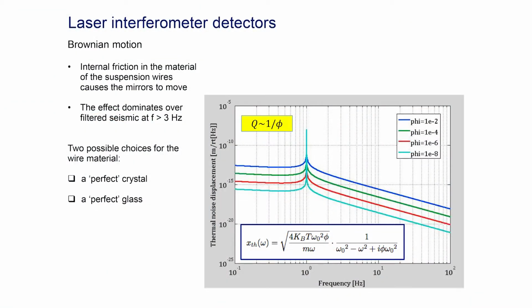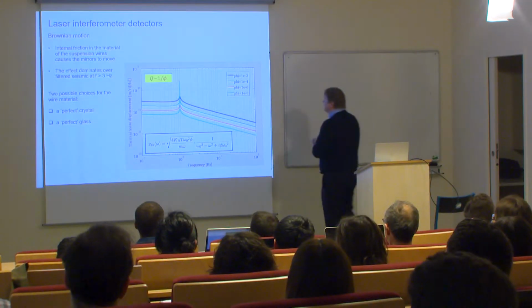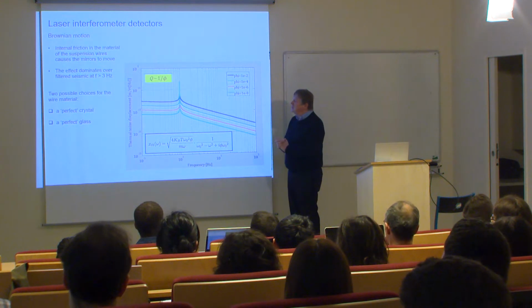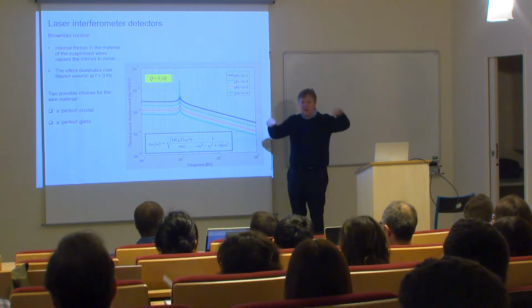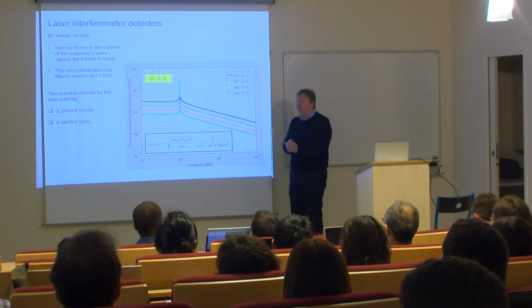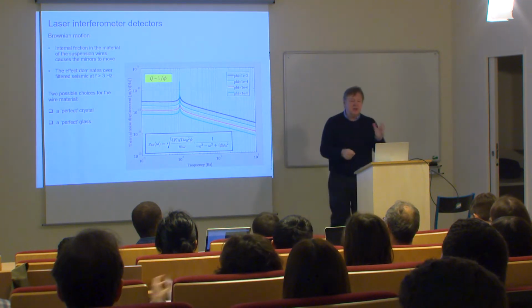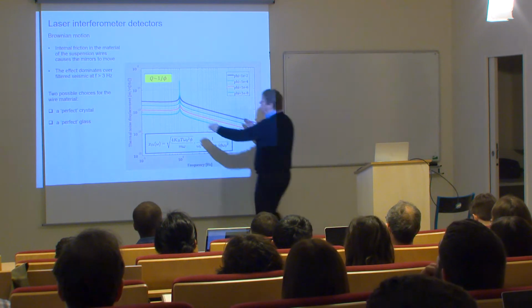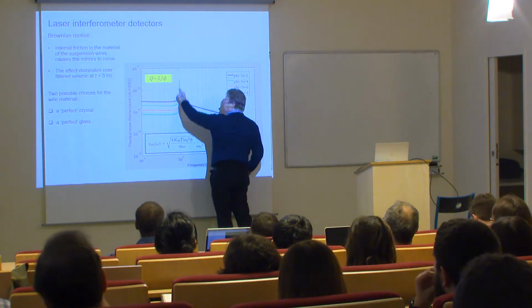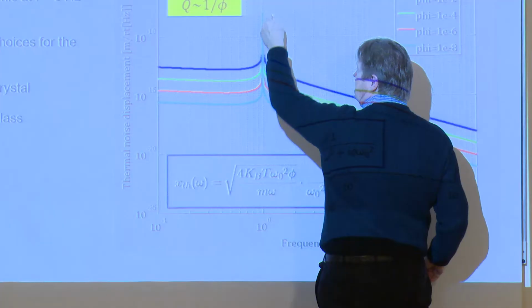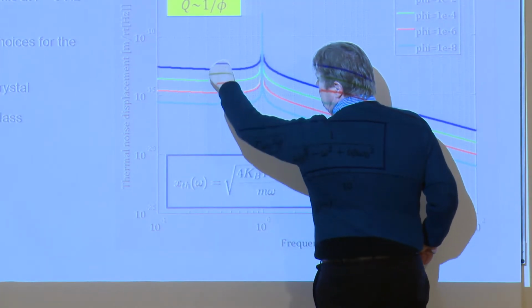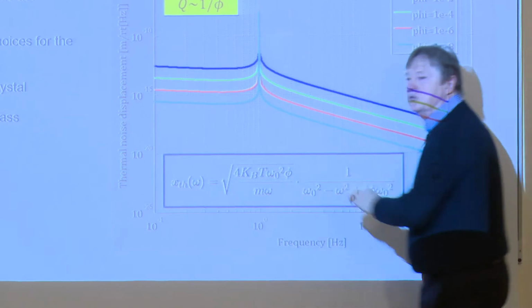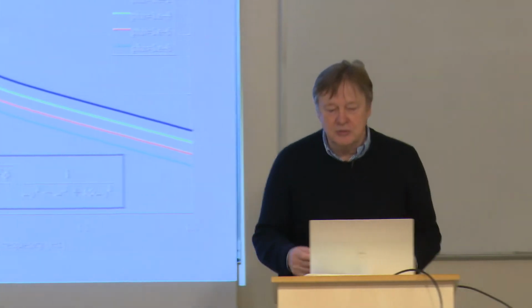Then there is Brownian motion. The mirrors typically have quality factors when we suspend them in the order of 10 to the 8. So if you hit them, they will keep ringing for a very long time. And if you make this quality factor very high, then of course at the resonance it will be terrible, you cannot measure. But around the resonance, you see that your sensitivity improves. That is something called the fluctuation dissipation theorem.